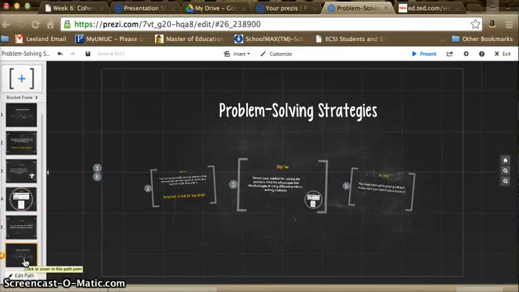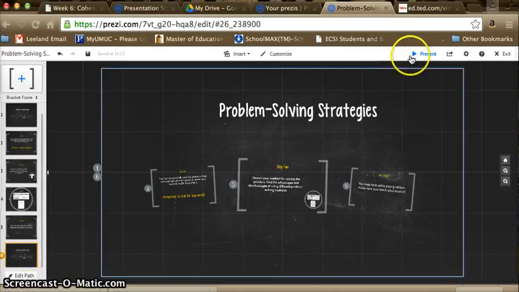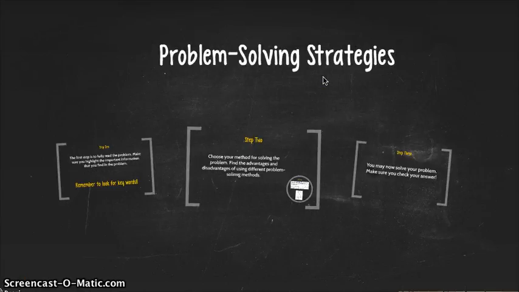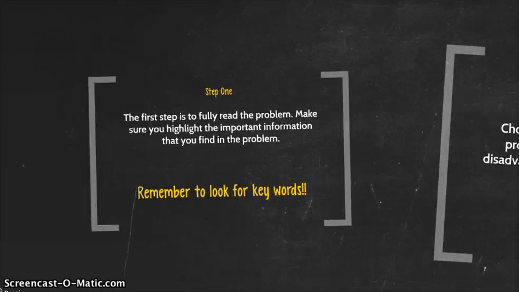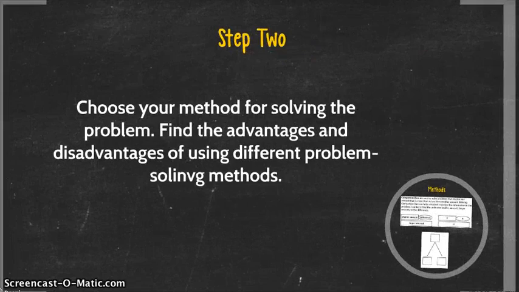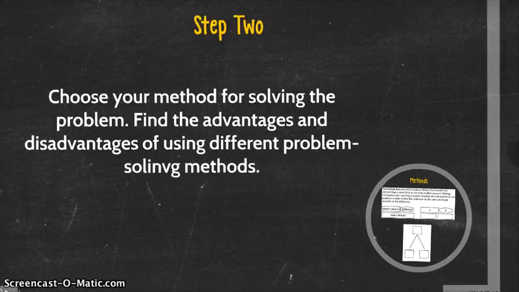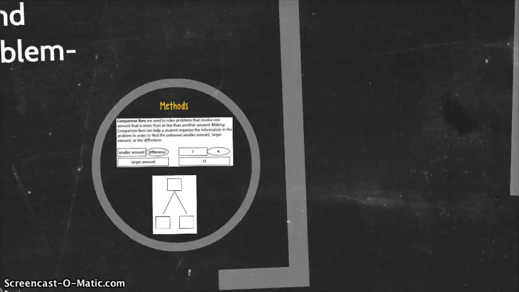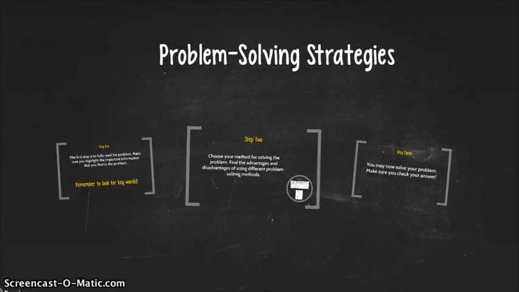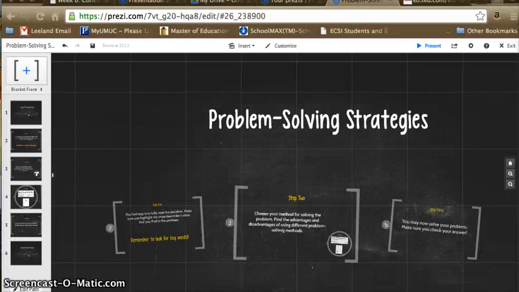I am now ready to present. From here, you go up to your Present button. You can now see your slideshow in a full presentation. To present, you go towards the bottom towards the arrows. It will take you through each slide for you to present to your students. To exit, you click the Escape button on your computer.